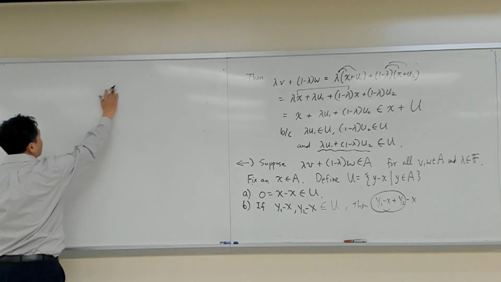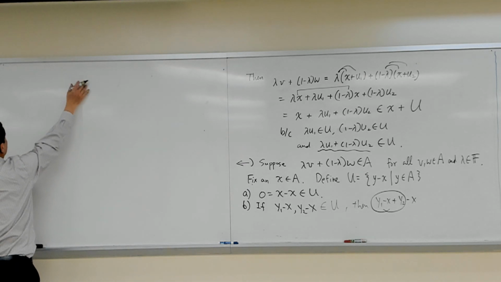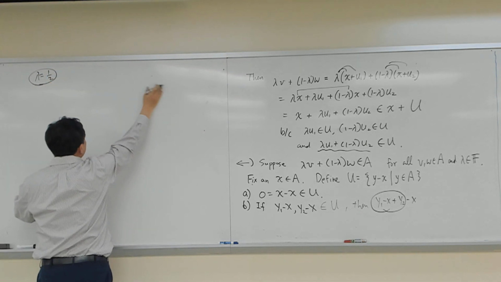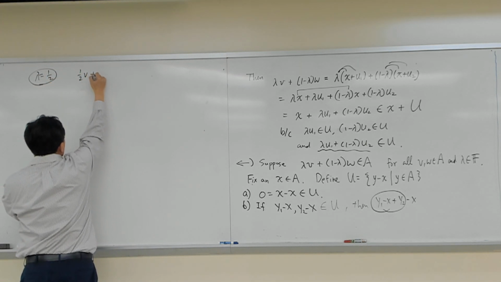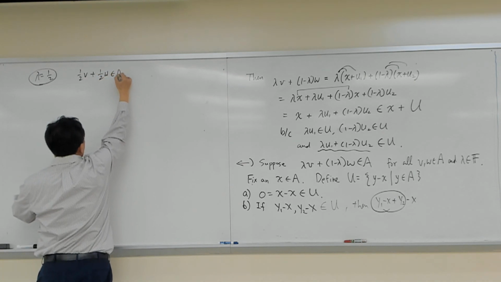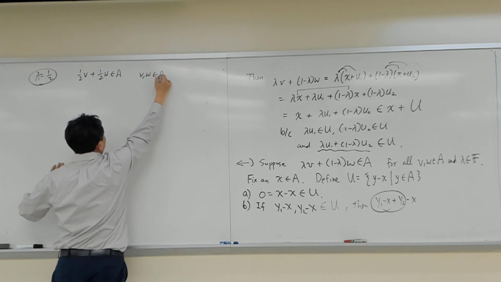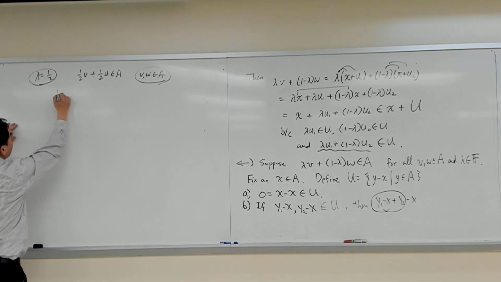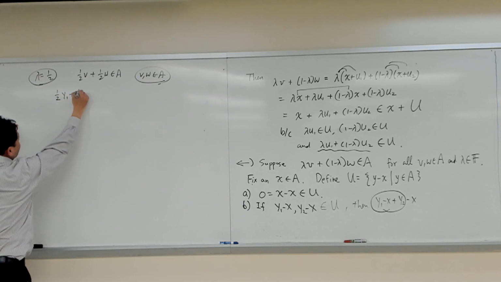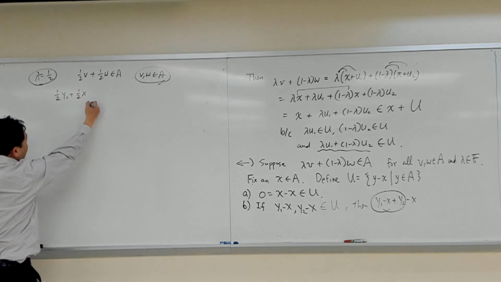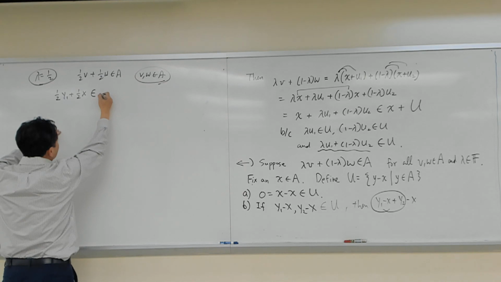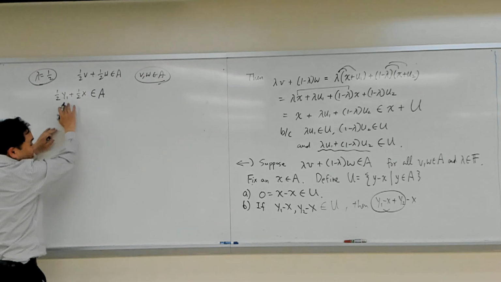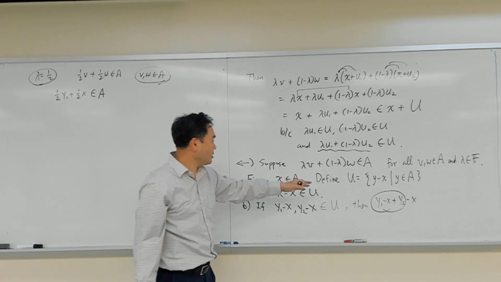Okay, so if I have lambda as 1/2, then for any two vectors I have 1/2 v plus 1/2 w in A, given that v and w are in A, right? So let's see what that tells us. I know that 1/2 y1 plus 1/2 x is in A, because x and y1 are both in A, right?